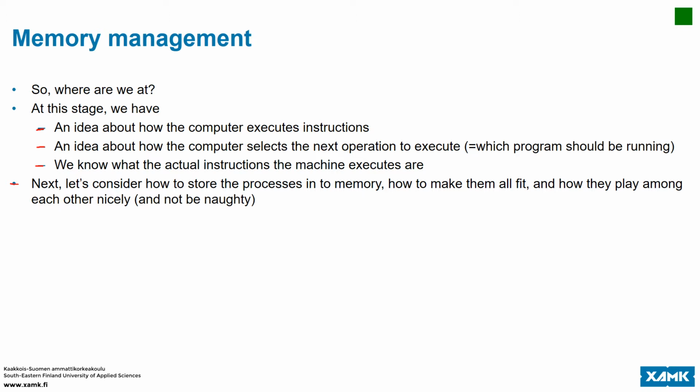So where are we at? At this stage, we have an idea about how the computer executes instructions, how it executes program code. We also have an idea about how the computer system selects the next operation to execute, in essence, which program should be running. This was the whole discussion on scheduling and processes. And previously, we also looked at assembly code. So we know what the actual instructions the CPU executes are and how they look like.